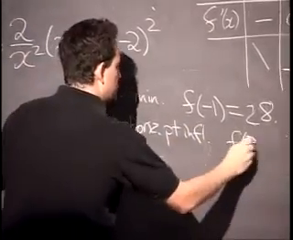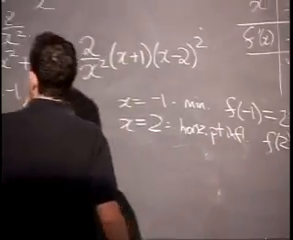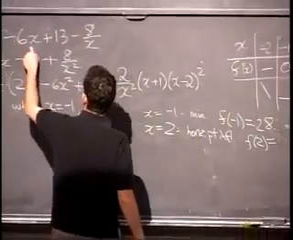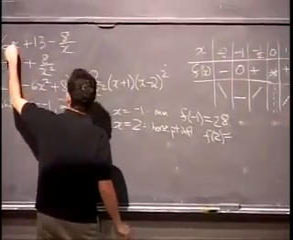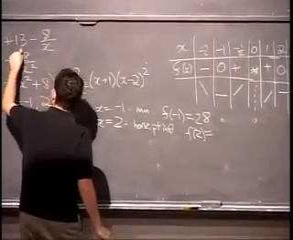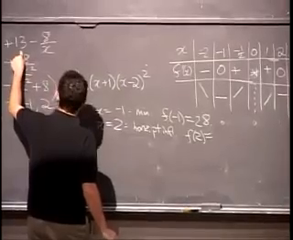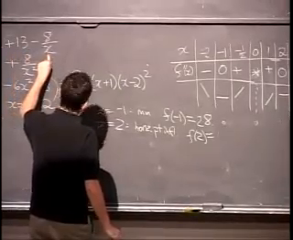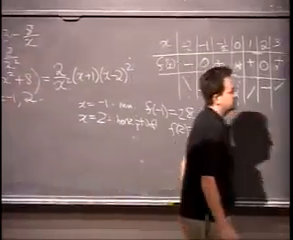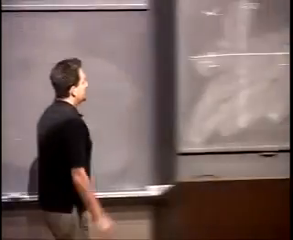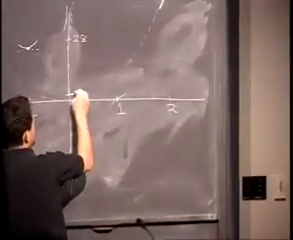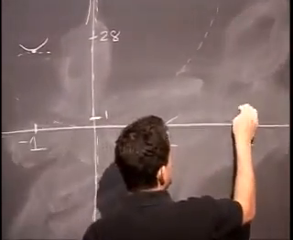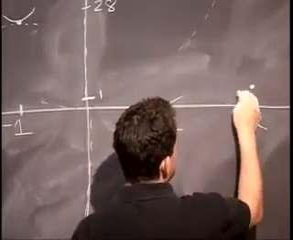And f of 2, well, you plug it in, you get 4 minus 12 is -8, plus 13 is 5, minus 4. It's just 1. So if we come over here and put in the x-coordinate, the y-coordinate of 1, we see we have a horizontal point of inflection here.